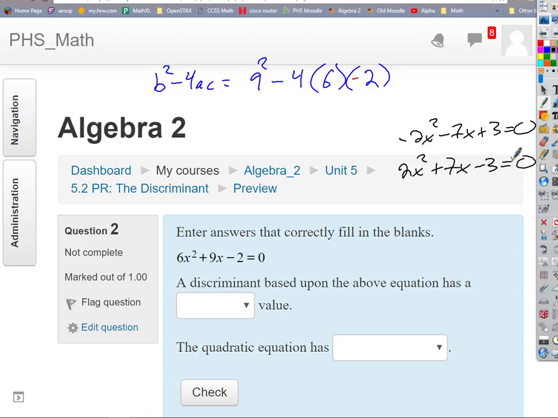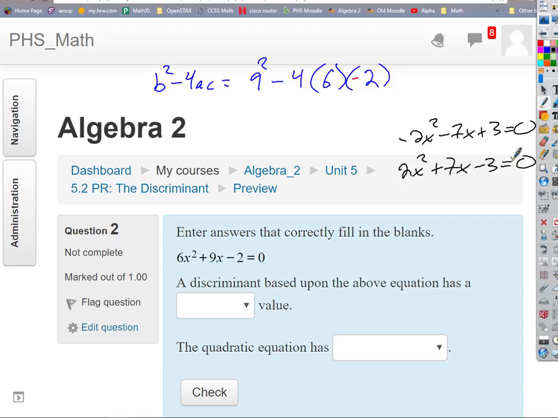Now it's in standard form. We want a to be positive, not negative. So we just change all the signs. Yeah, exactly. But it's set equal to 0, so it's easy to multiply both sides by negative 1. So if that's the case, then why am I saying this?